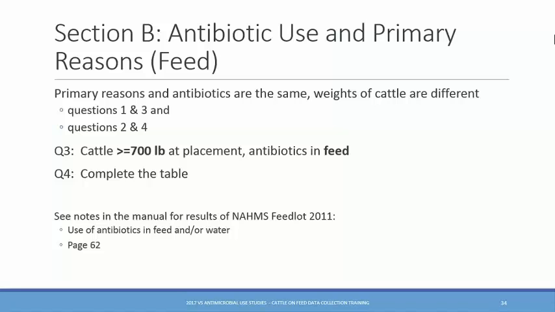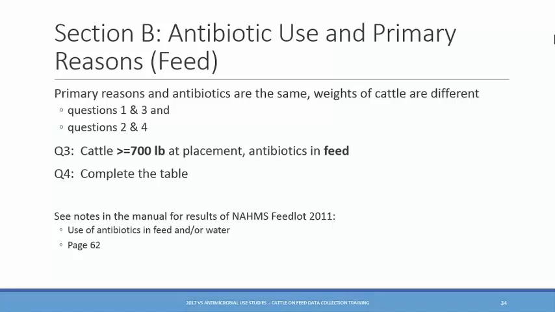Again, a demonstration or display of how we use these data in NAHMS 2011 are also included in the manual, and you can see that on page 65.